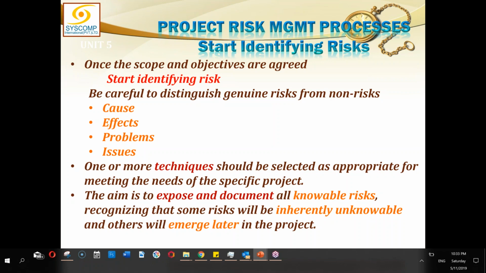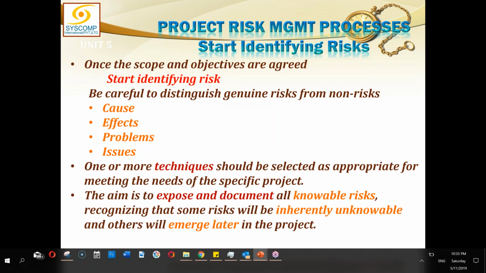forth. So all of what is going to be ultimately happening in the area of risk management has already been defined and agreed by the stakeholders, and now we have moved on to the practical identification of the risks. This is the start identification of the risks process.